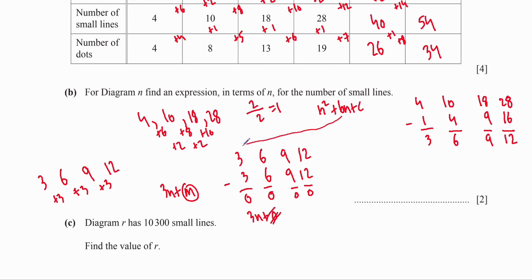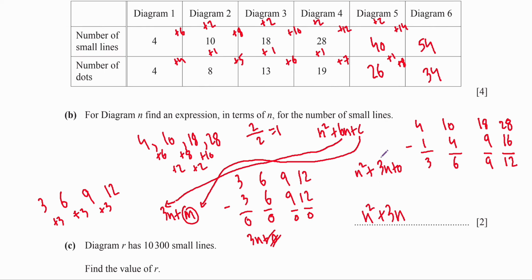We can compare right here. So our b is actually equal to 3. And our c is actually equal to 0. So we have n squared plus 3n plus 0, which is just n squared plus 3n. So I can write that as n squared plus 3n. That's our sequence. And we can see that it works.